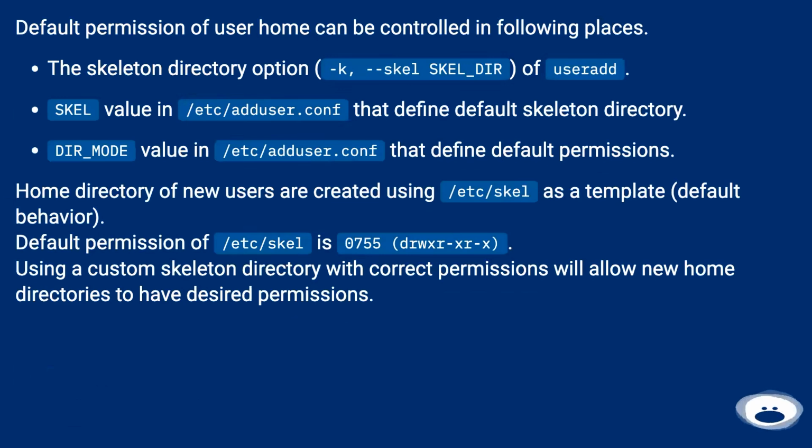Default permission of user home can be controlled in the following places: the skeleton directory option, --skel dir, of useradd; the SKEL value in /etc/adduser.conf, that defines the default skeleton directory; and the DIR_MODE value in /etc/adduser.conf, that defines default permissions. Home directories of new users are created using /etc/skel as a template, the default behavior. Default permission of /etc/skel is 0755, drwxr-xr-x. Using a custom skeleton directory with correct permissions will allow new home directories to have desired permissions.